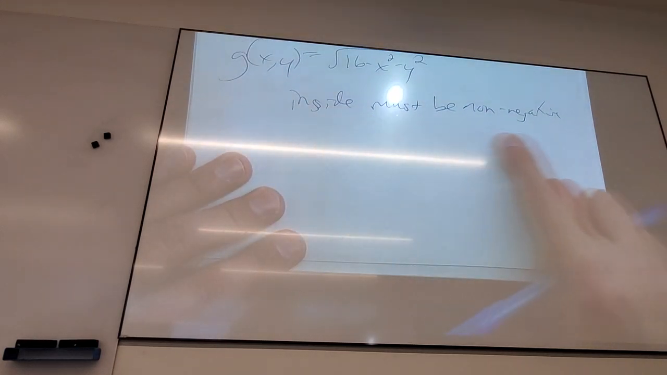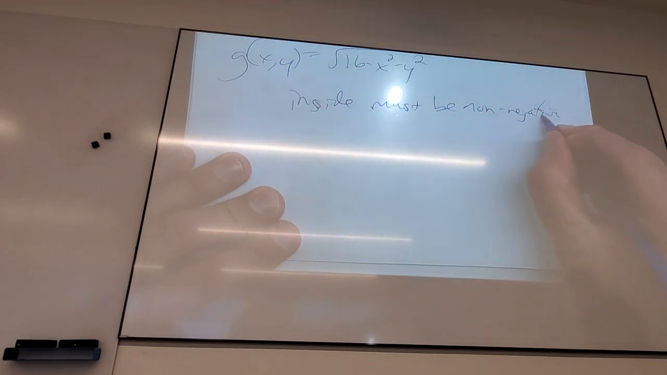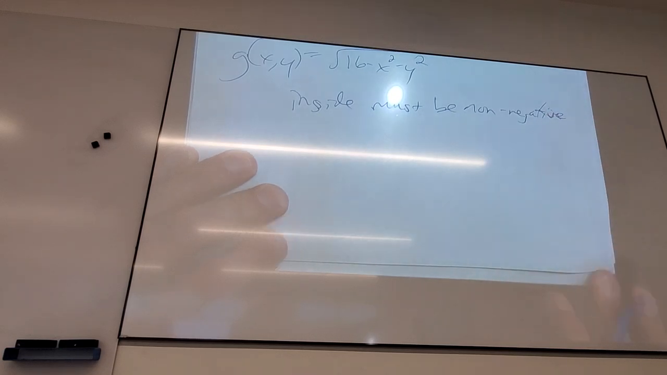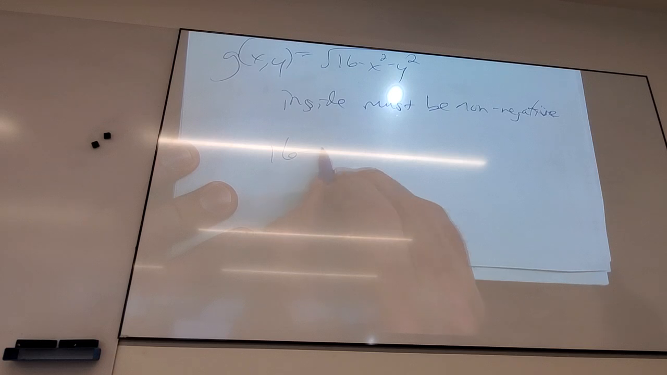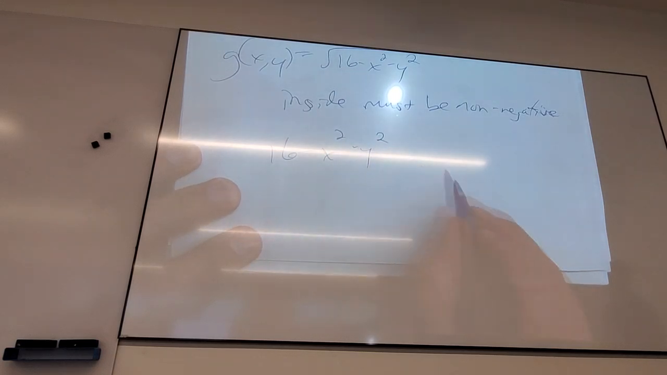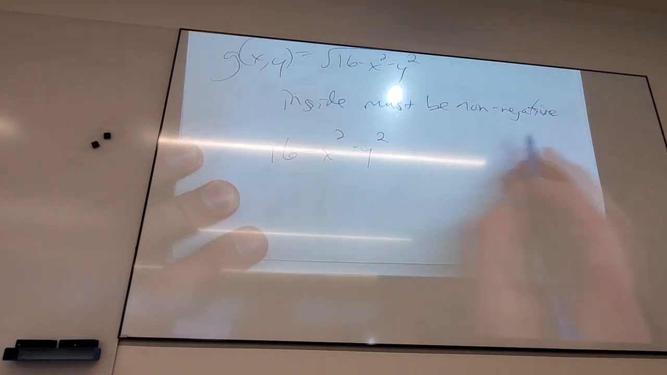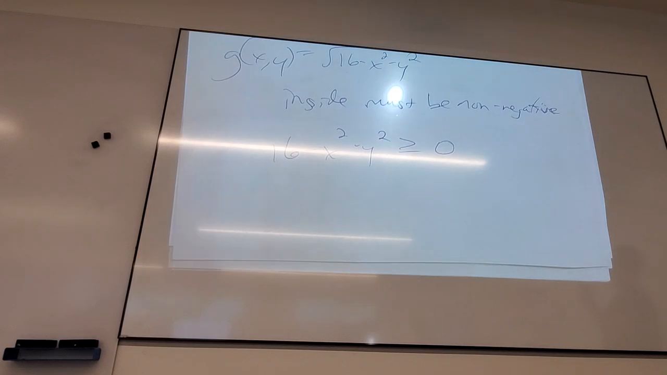Now pretend like that's English. That is some weird variant of English. Now write what I just said in Mathish. Inside must be non-negative, or must be at least 0. Yes?